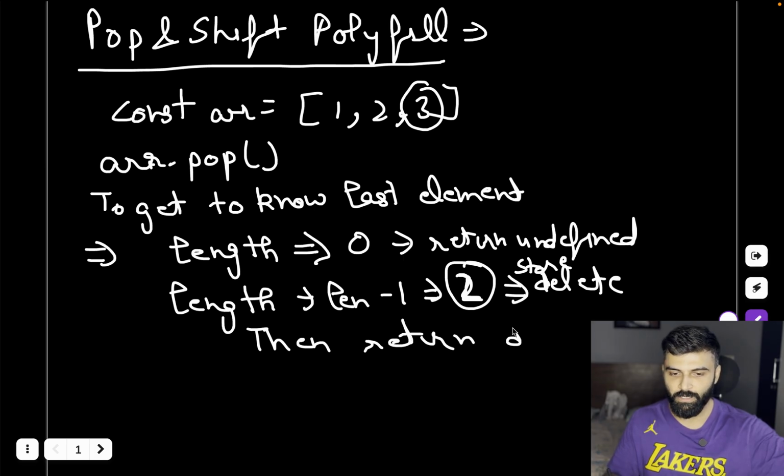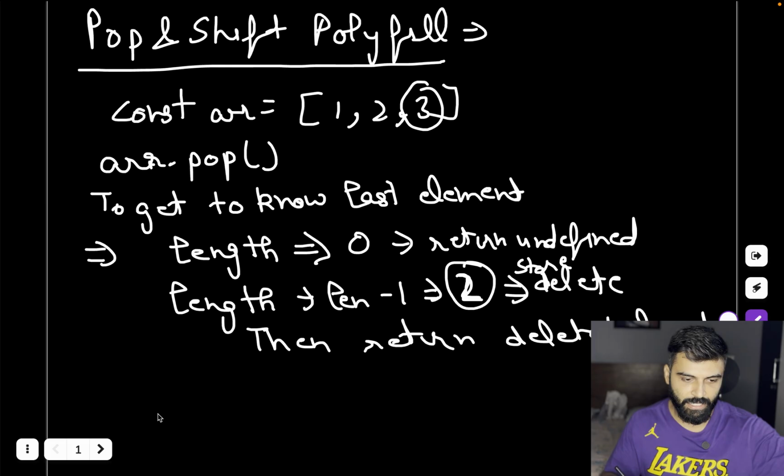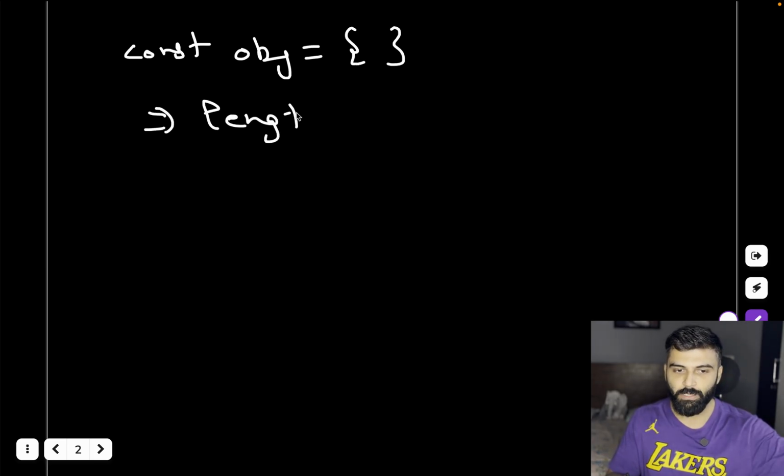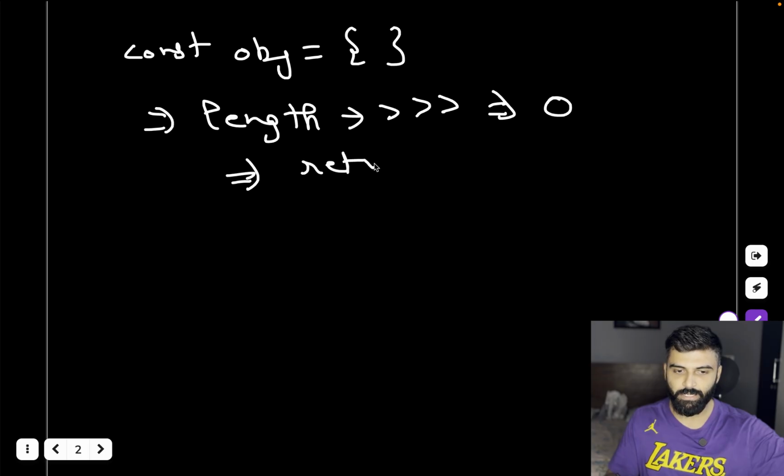Before returning the deleted element, we need to update the length also, right? So we'll take the case of any object. Let's say I have one object which is empty, and I'm calling pop method on it. It will check if there is any length property. There is none, and we have discussed it will sanitize it. So the sanitization will be done with the unsigned right shift operator, which will make its length 0, because it is undefined, so it will convert it into 0. For 0 it won't do anything, it will return undefined, right?